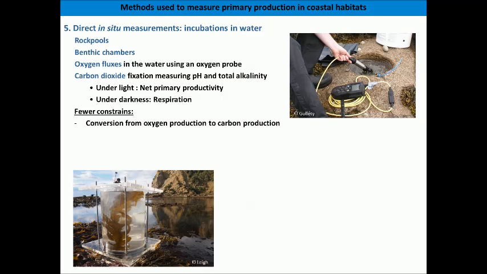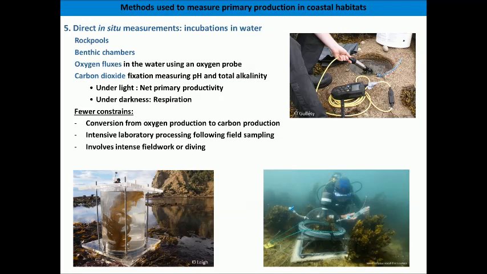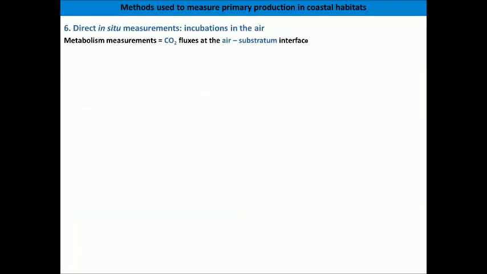You still have to convert oxygen production to carbon production if you measure oxygen. You can be faced with intensive laboratory processing following field sampling, especially if you want to measure pH and total alkalinity. And it might involve intense field work or even diving, which might not be available to all teams. Then you can also use incubations in the air this time.